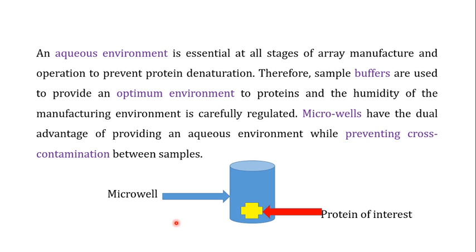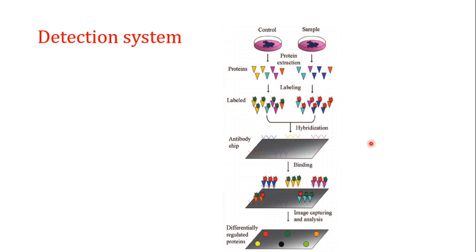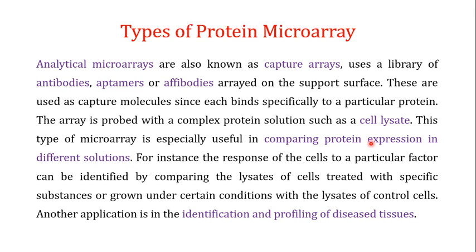And then we discussed that these microarrays provide a buffered aqueous environment to the proteins, and this was responsible for preventing cross contamination between samples. And then we discussed the detection system. Now in this particular video, I want to focus on the types of the protein microarray.